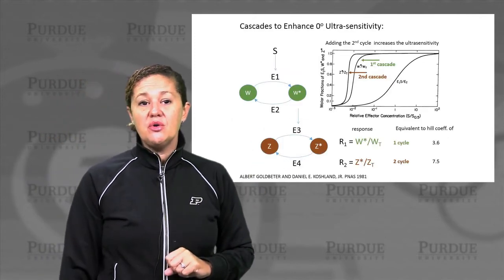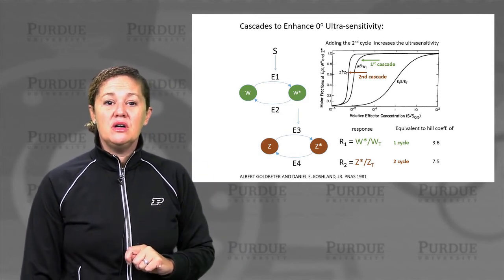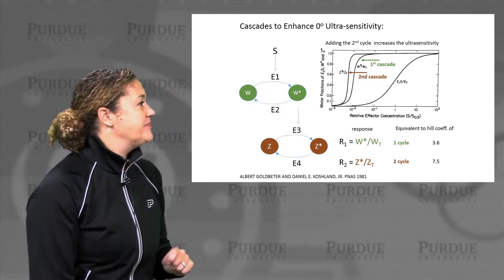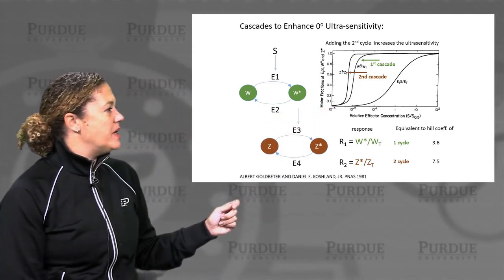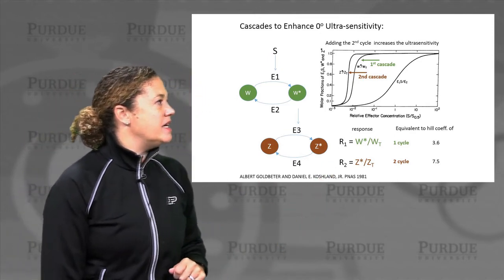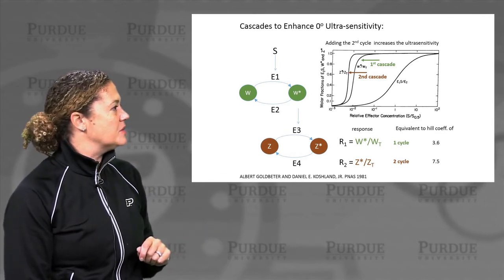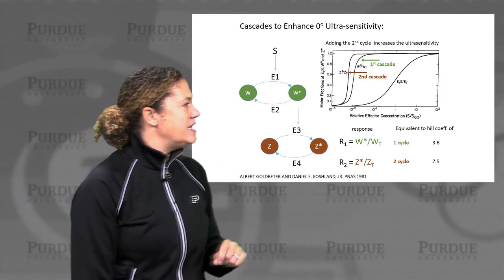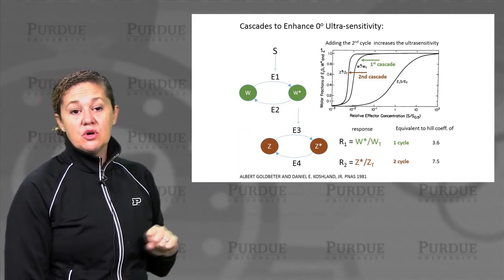We can also, and cells do this, combine cascades with zero-order ultrasensitivity to further enhance ultrasensitivity. This is some model output, work from Goldbeter and Koshland, names that you'll see very much associated. They were pioneers in a lot of understanding of ultrasensitivity and did a lot of classic work in this area.